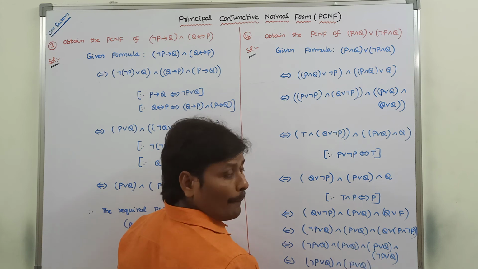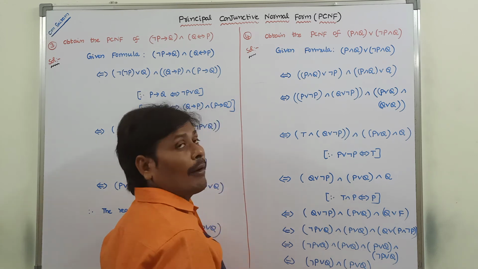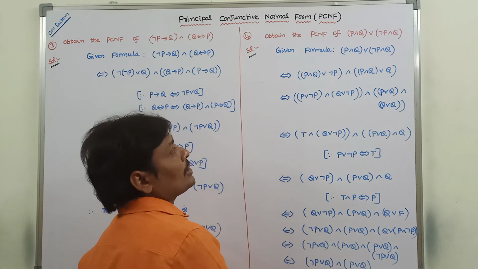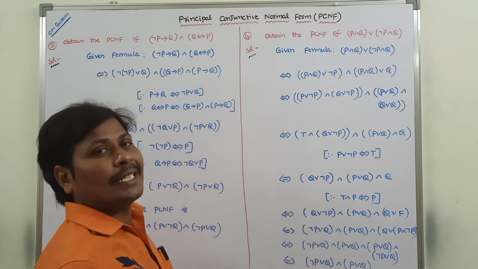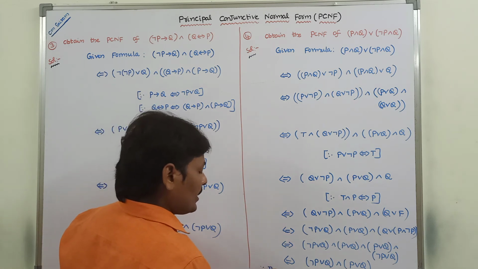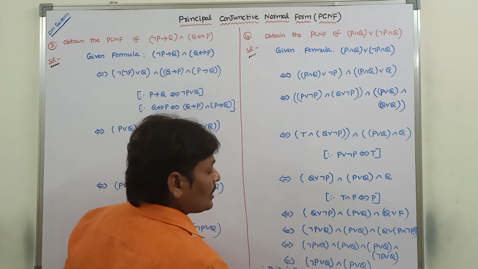So this is one max term, this is another max term. These two max terms are connected by using conjunction. Conjunction of max terms is nothing but PCNF. Therefore, this is the required PCNF.